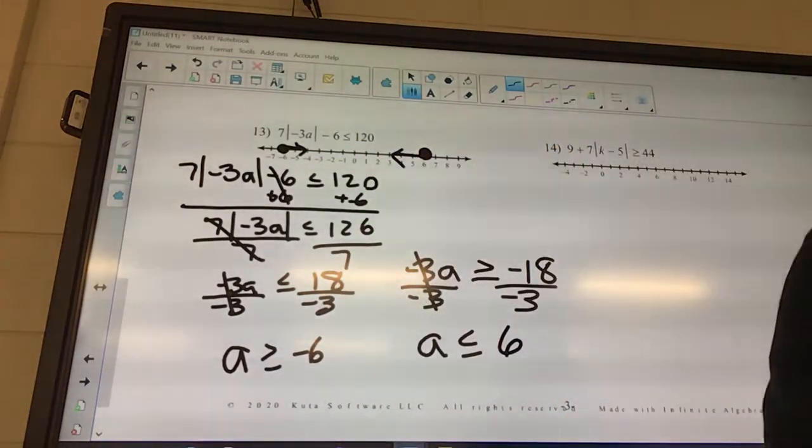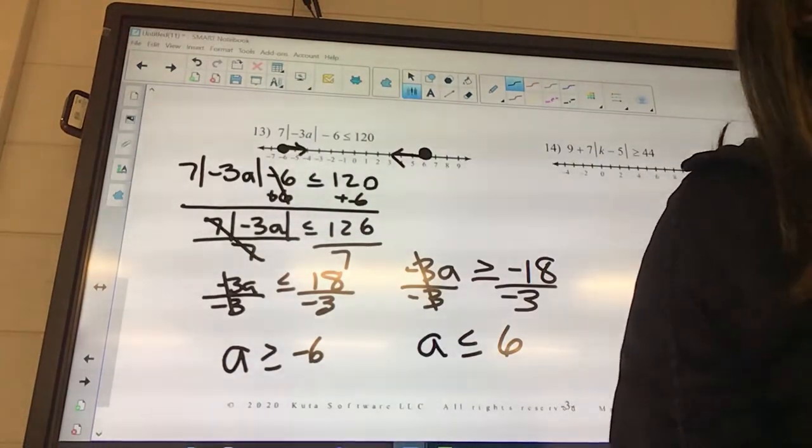Okay, I want you guys to cross off the whole back page, so 15 through 20.